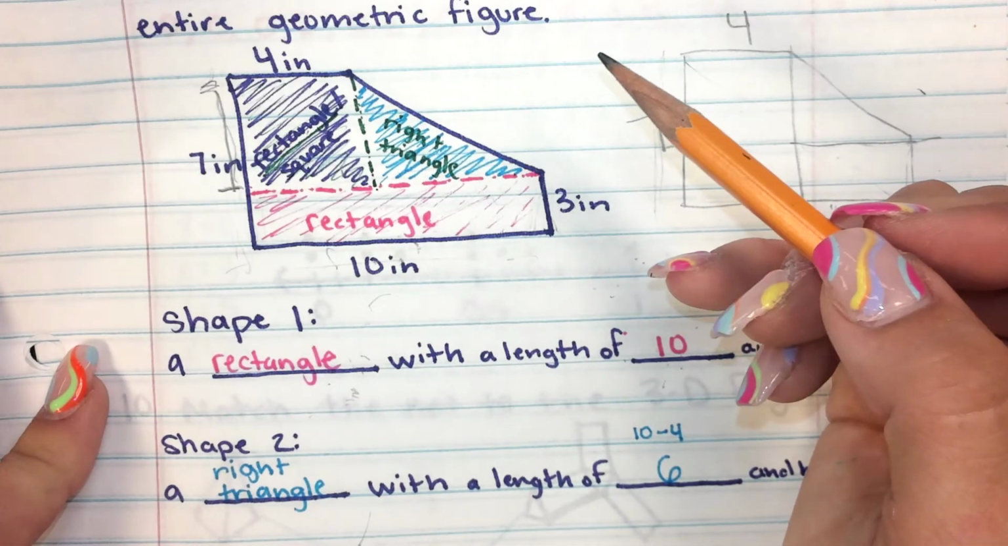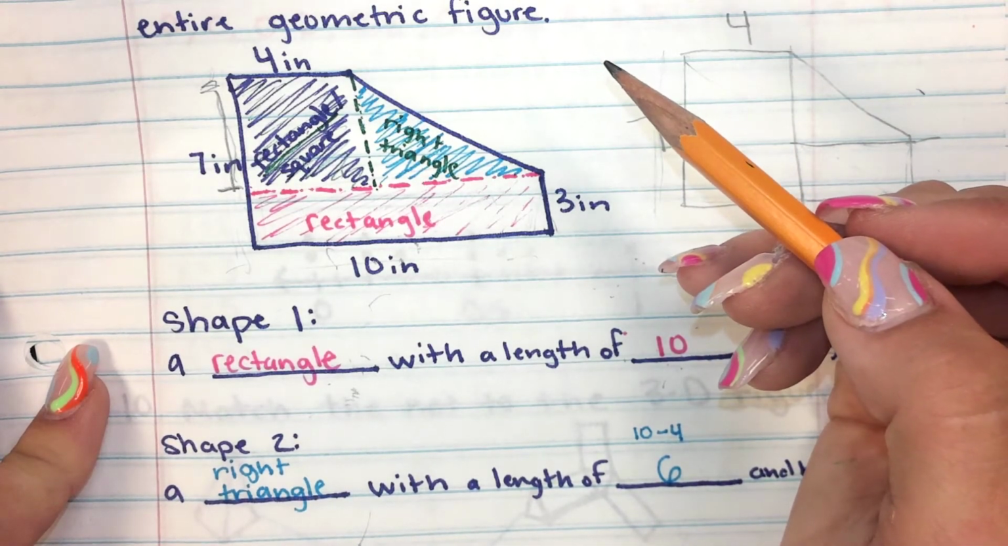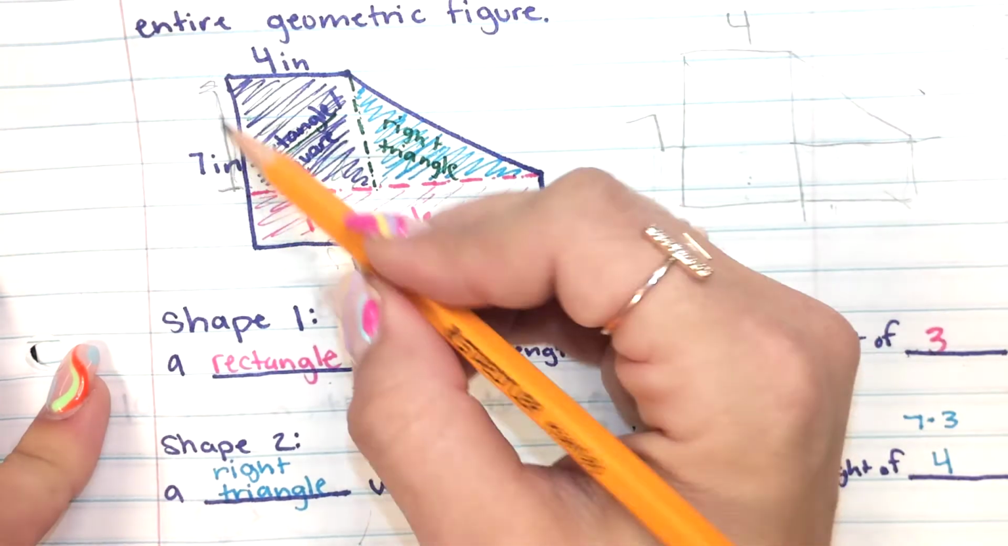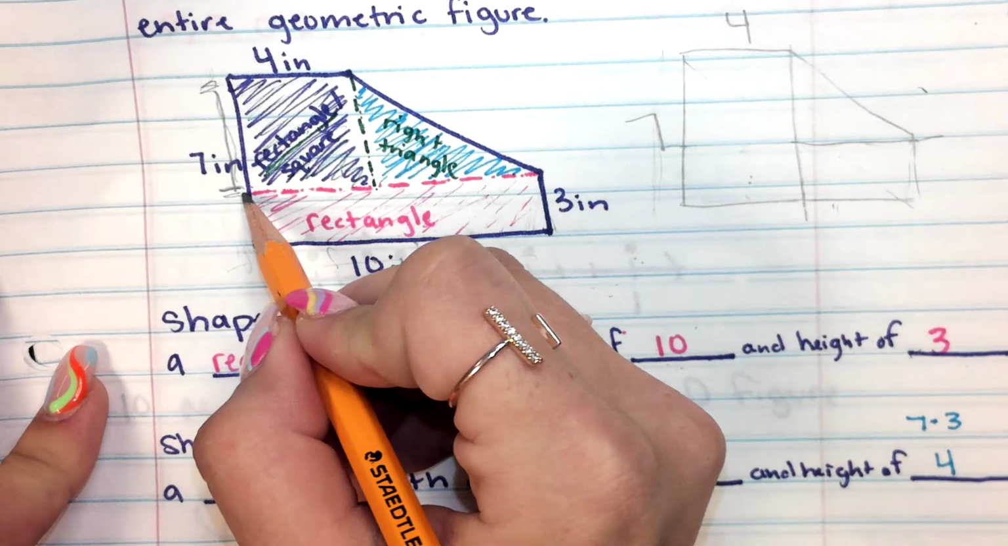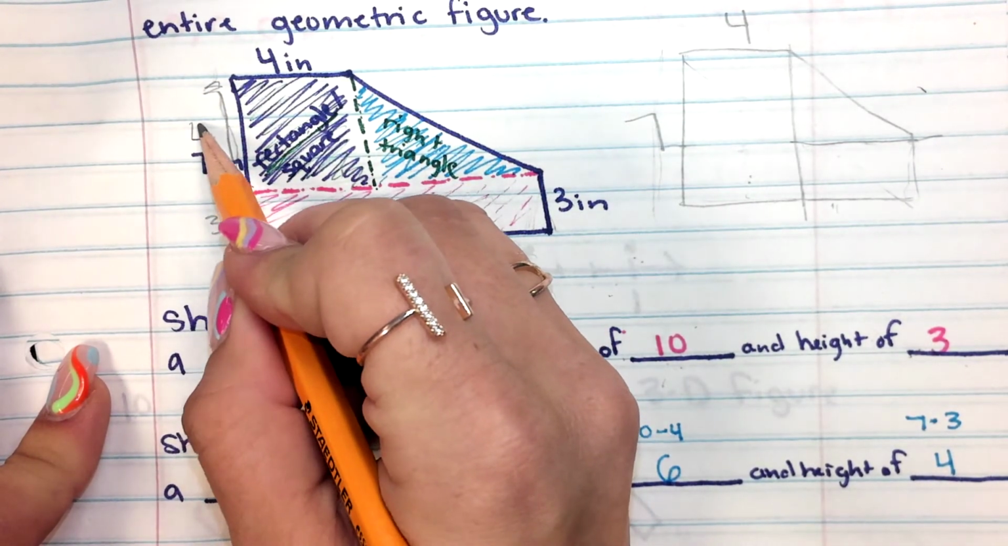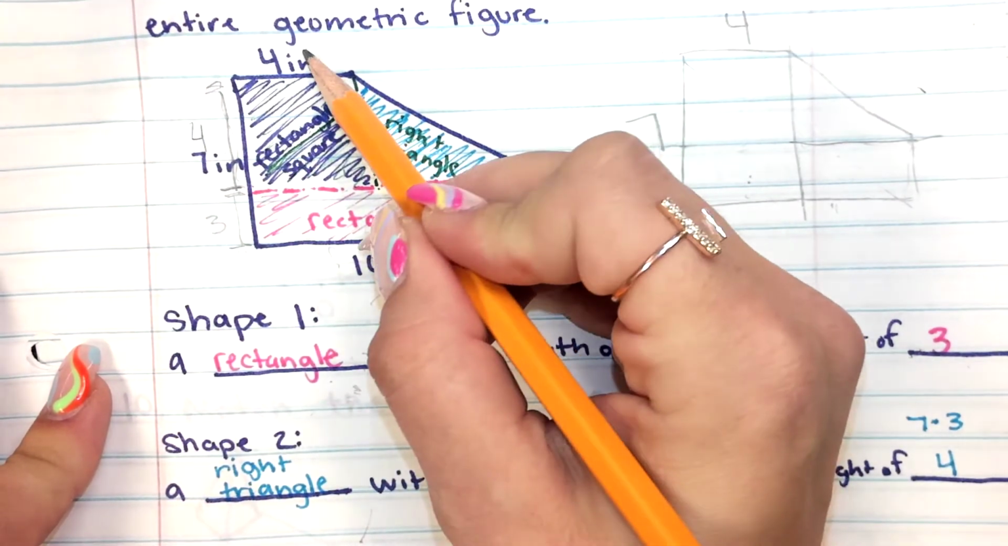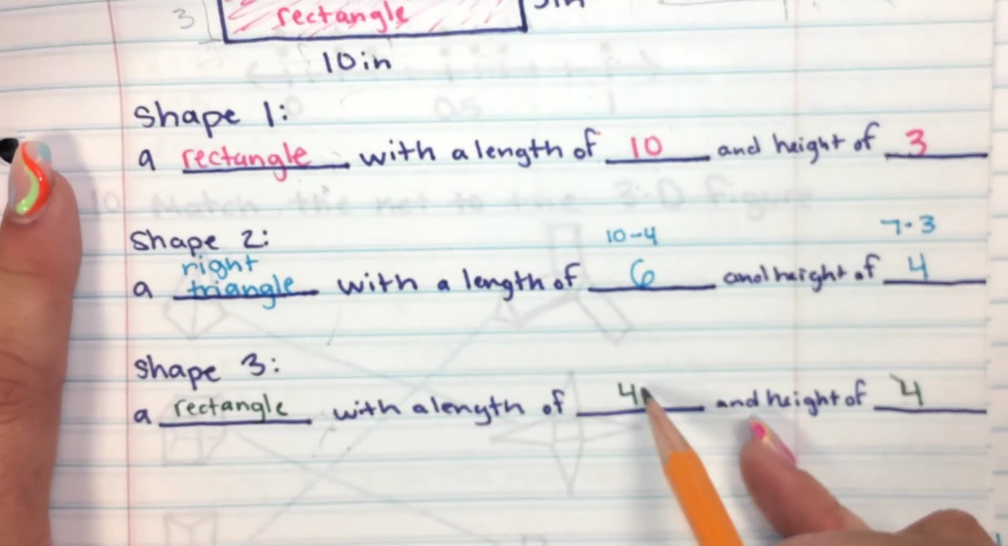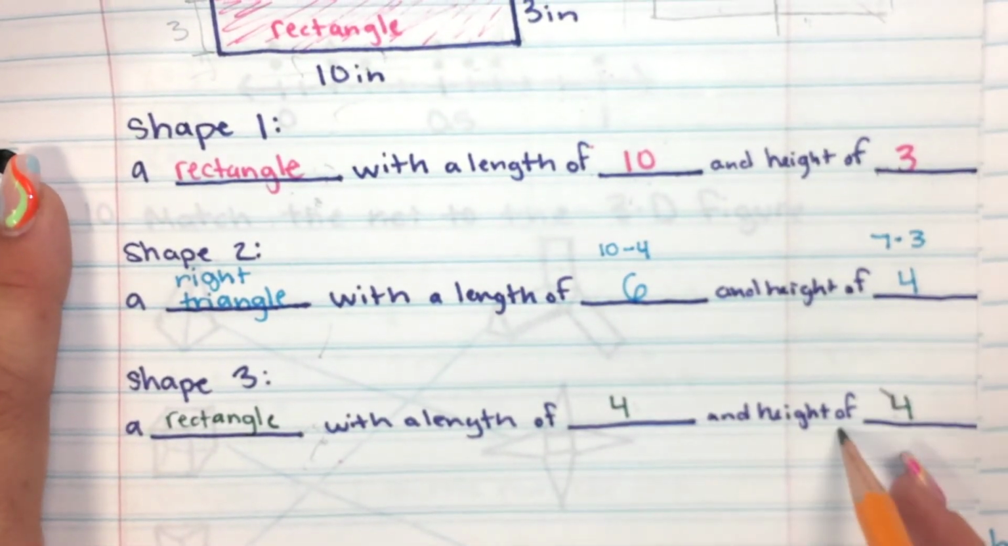Pay attention and focus. What is it? If this is 7, how tall is this? This is 3. So how tall is this? 4. Okay, so this is 4 by 4. So the other rectangle was a length of 4, height of 4.